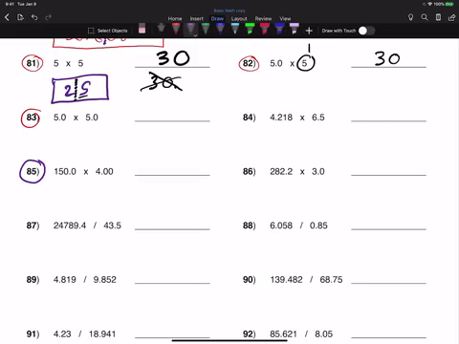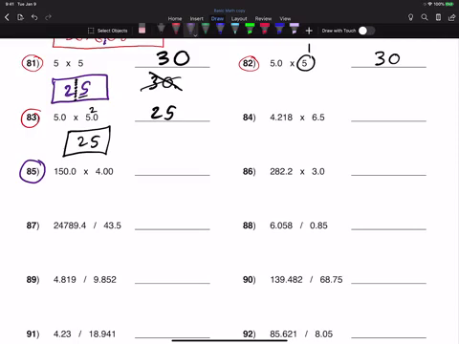It's not until you get to problem 83 where both numbers have 2 sig figs that you're allowed to write 2 sig figs, 25. And now the rounded answer and the calculated answer are exactly the same. And of course, that's really the most ideal.